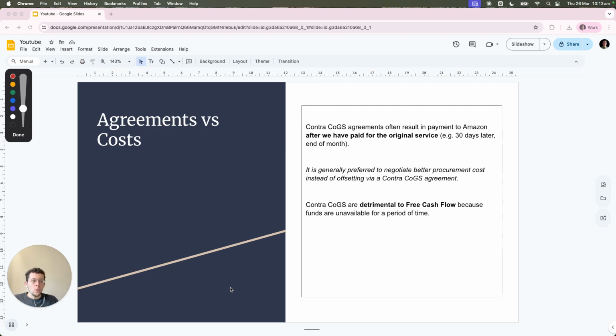Now, they can also just negotiate a lower cost, right? So that you invoice them less. It's the same result. Either you invoice $10 and then they claim back $1 in 2 months, or you just invoice them $9, right? Absolute value is the same. But in terms of cash flow, Amazon will always prefer to negotiate better costs instead of offsetting via these agreements, right? Because contra COGS, or these rebates, are detrimental to their cash flow, because the funds are unavailable for a period of time.